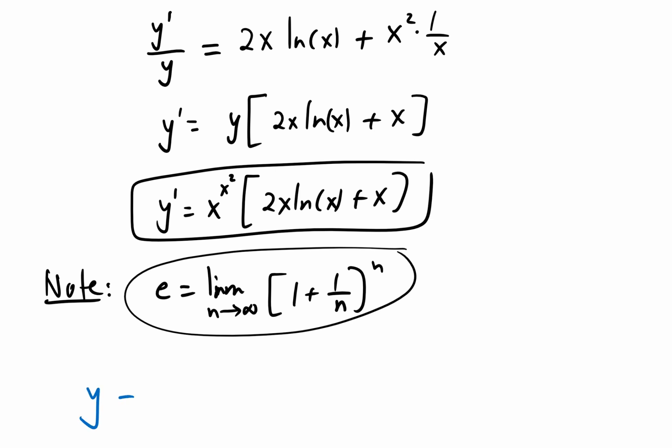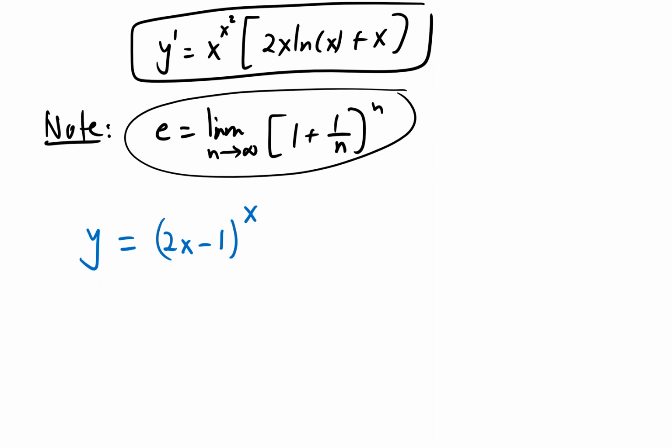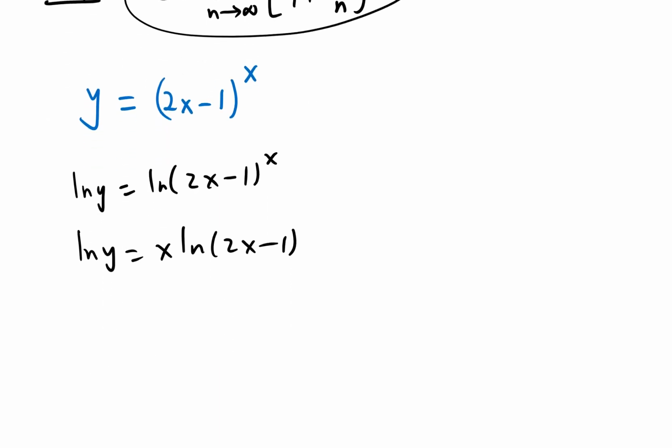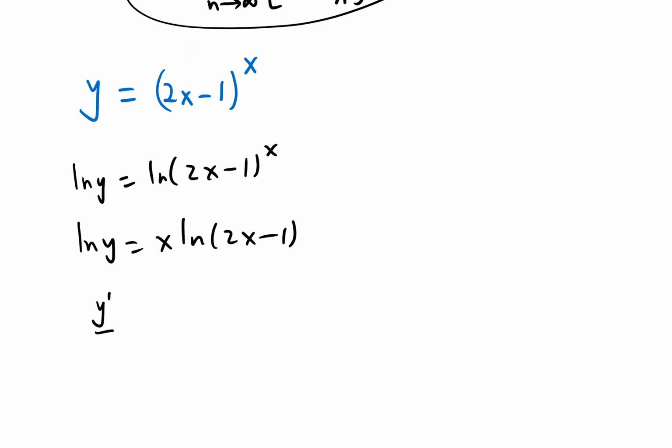Another example, try y equals 2x minus 1 all to the x power. Find y prime. Go over it. So natural log both sides. Natural log of y, bring the x down: x times natural log of 2x minus 1. Then differentiate both sides. Y prime over y equals.